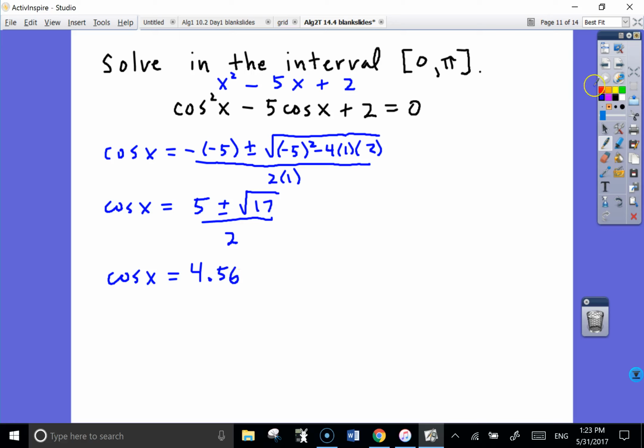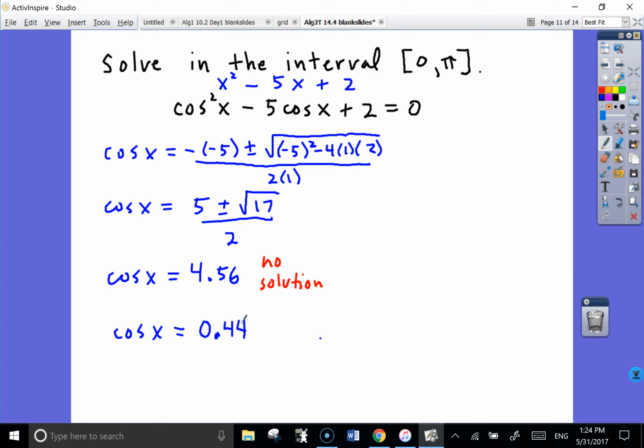Okay, what does that tell you? No solution, right? Cosine can't equal 4.56. So I'll try the other one. Cosine of x equals, this time we'll use the negative. And I'm getting 0.44.